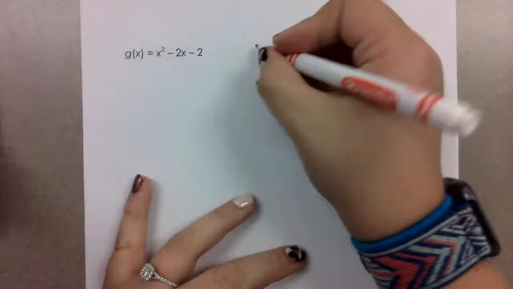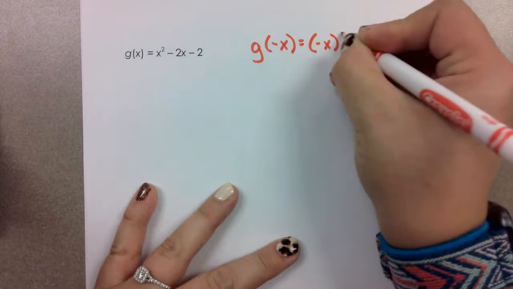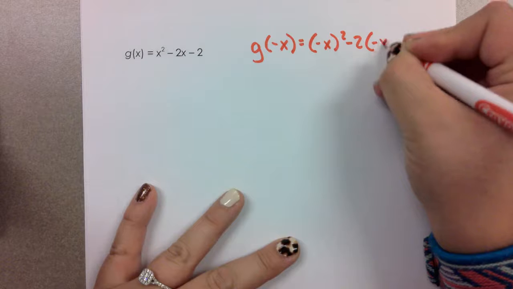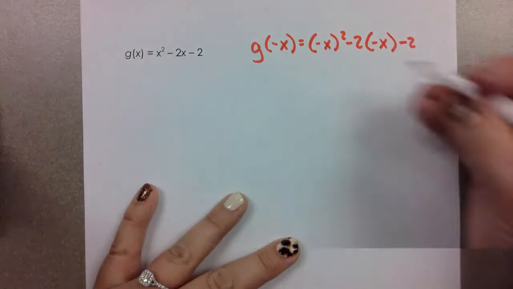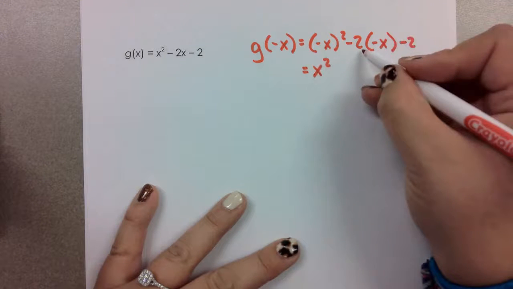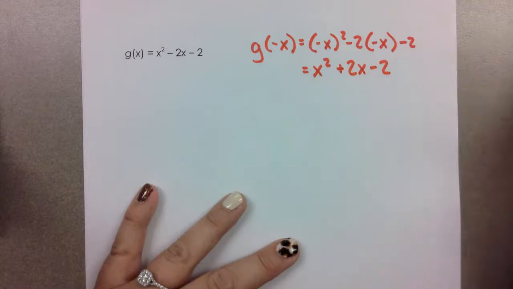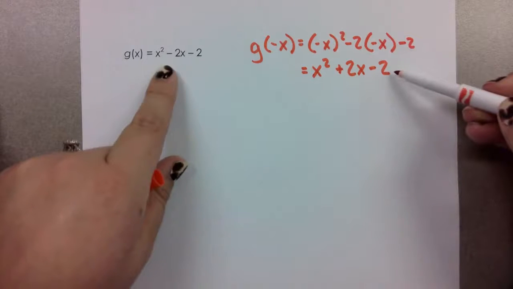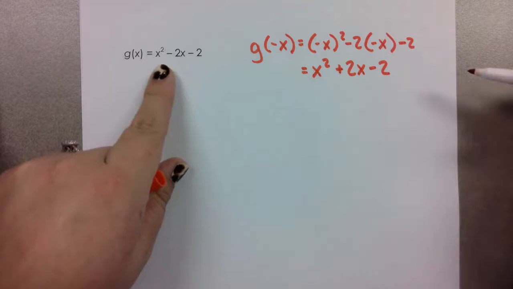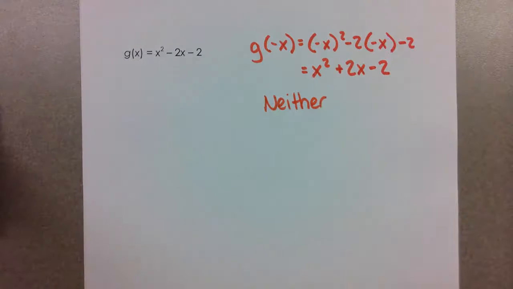For g of x, we're going to try the same thing. We're going to plug in negative x. So g of negative x is negative x squared minus 2 times negative x minus 2. Well, negative x squared is the same thing as x squared. Negative 2 times negative x makes positive 2x, and a minus 2 on the end. That's clearly not exactly the same as g of x. It's also not g of x with all the signs changed. So this function is neither even nor odd.